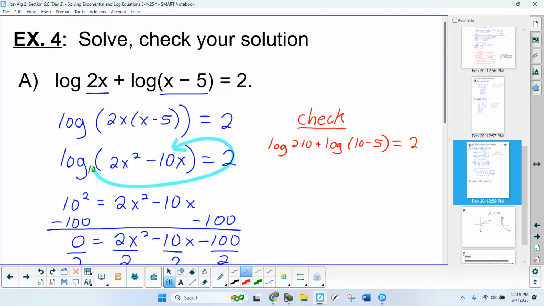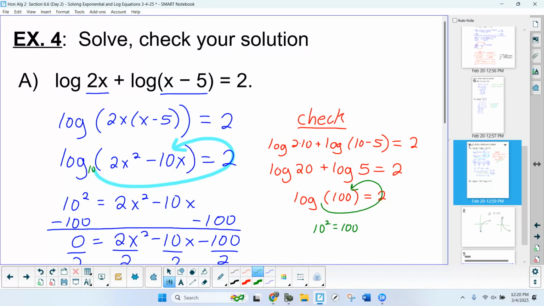Basically, guys, what you're looking at is: are your arguments positive? This is the log of 20 plus the log of 5. Does that equal 2? Guys, what do you do with 20 and 5? Multiply. What's 20 times 5? So this says the log of 100. And now when you swoop, this is what to the what equals what? Does 10 squared equal 100? Okay, that one worked.